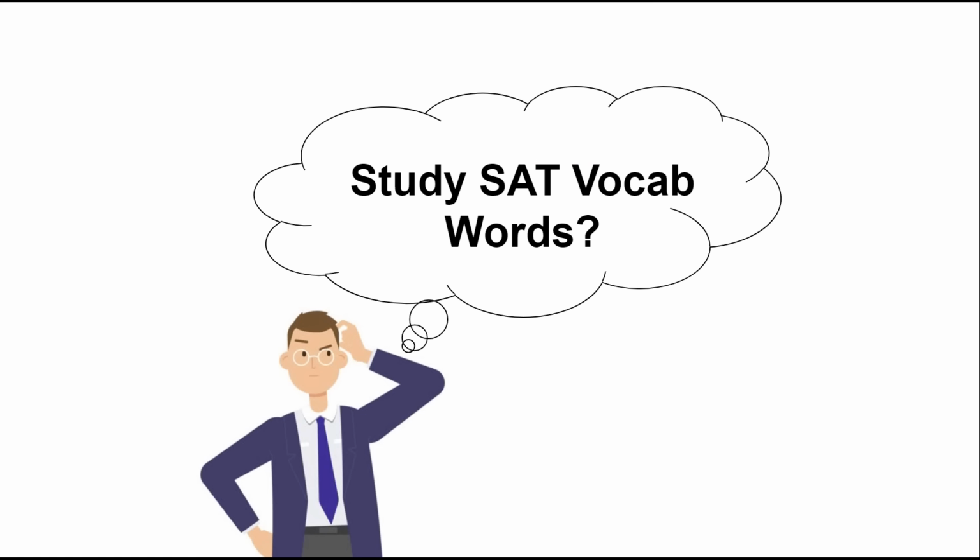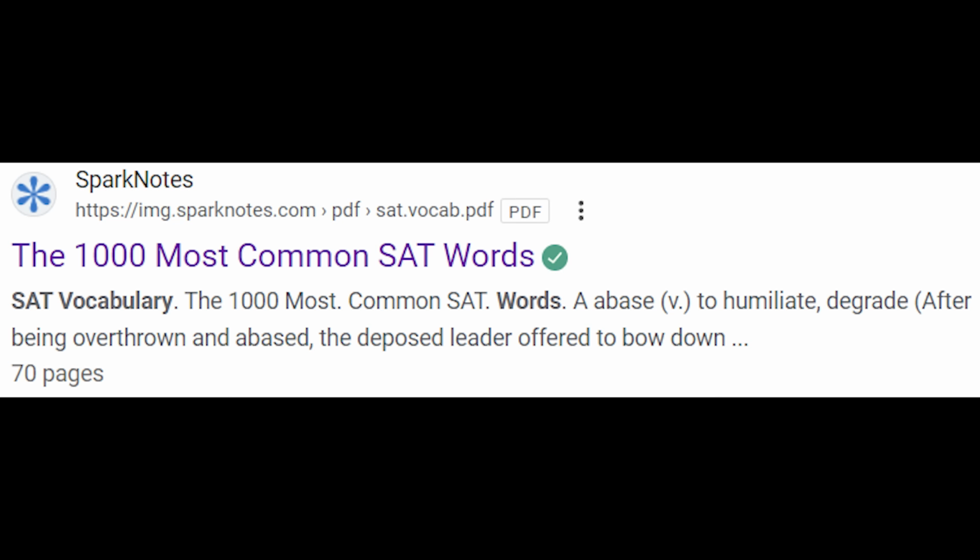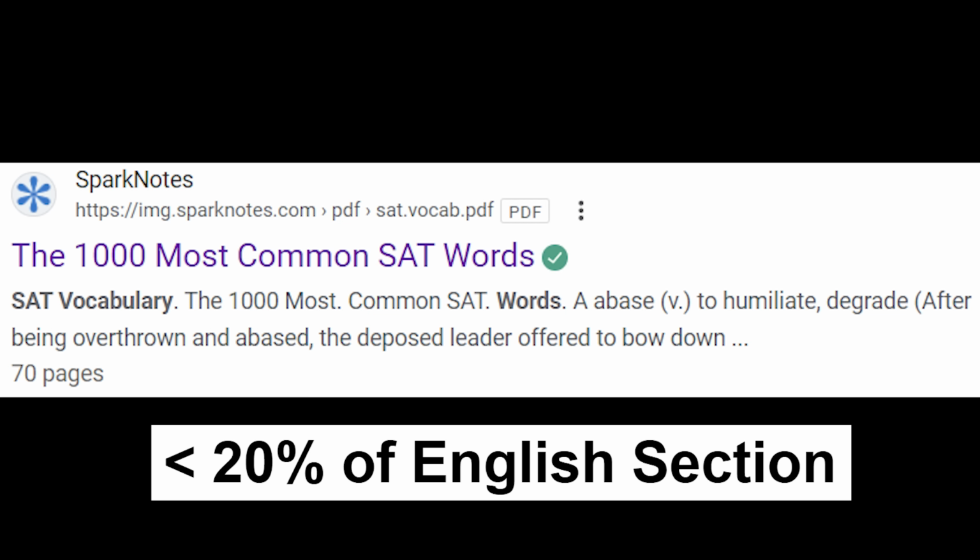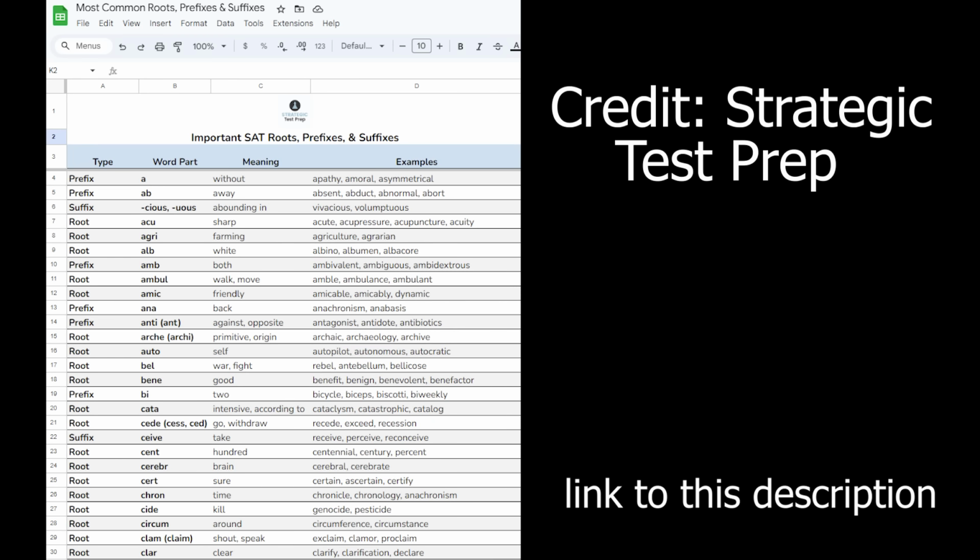Most people assume you want to study SAT vocab words to improve at these, but the amount of vocab words that the SAT can use, combined with how little of the test is vocab, makes this a fairly ineffective use of your time. So unless you're aiming for an elite score, I would study the most common prefixes, roots, and suffixes.